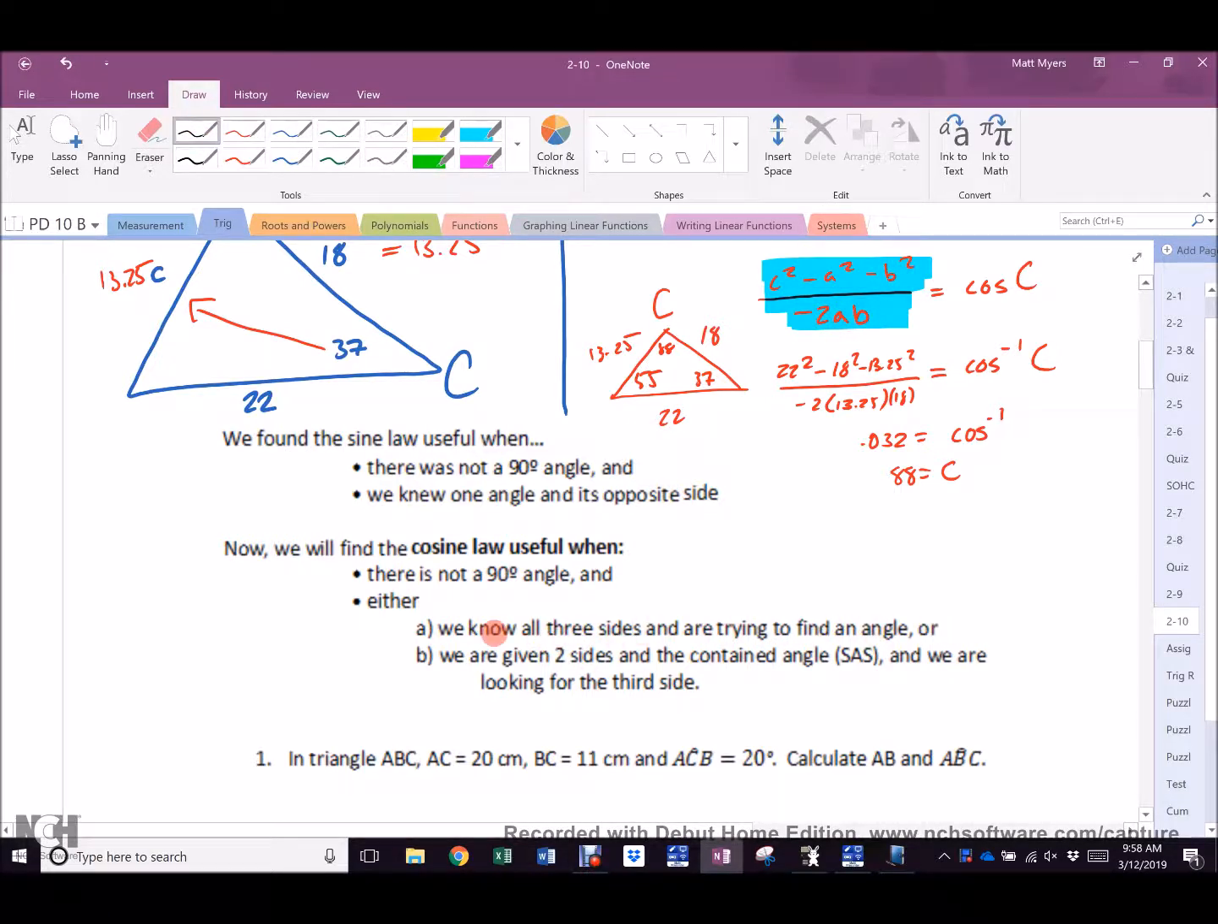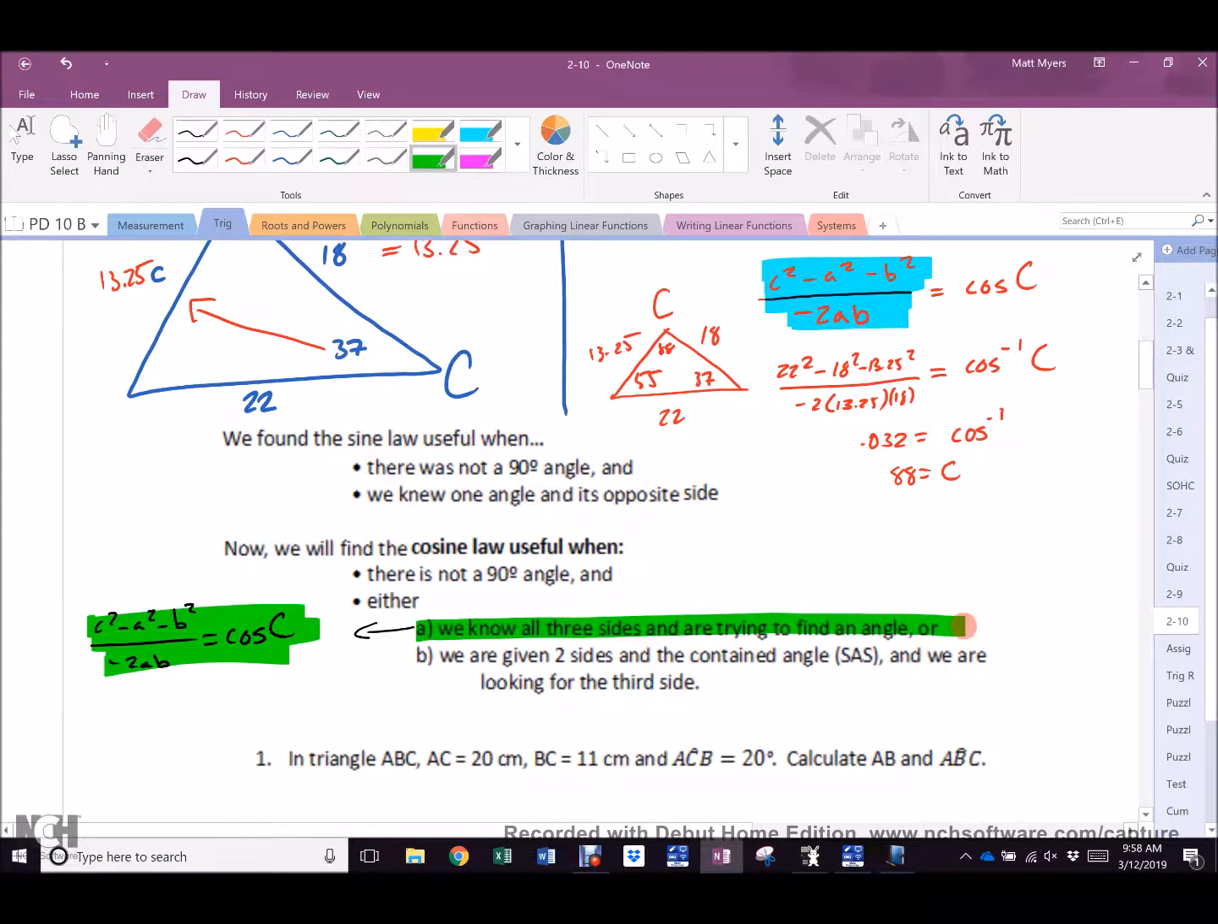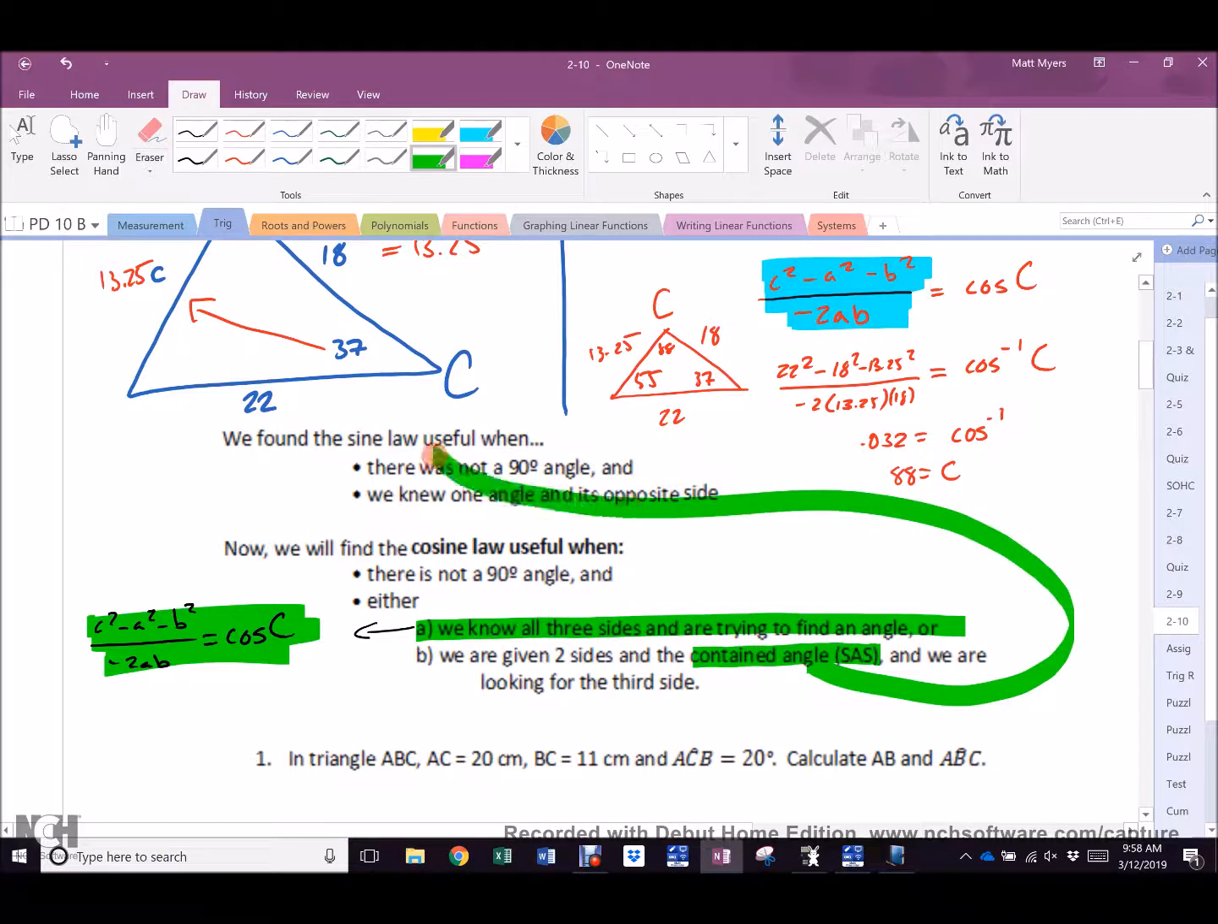If I know all 3 sides, is it regular cosine law or rearranged cosine law? Rearranged. This is our c squared minus a squared minus b squared over negative 2ab to equal cos C. That is there. And regular cosine law is here. A contained angle, which is that. Side, angle, side. And that angle in the middle of it becomes big C.